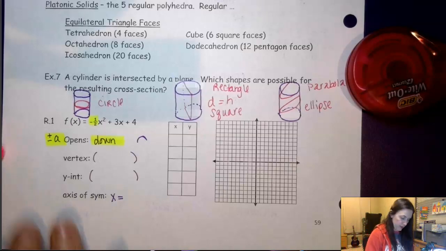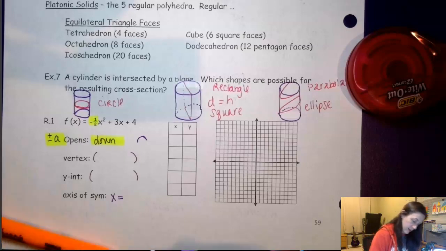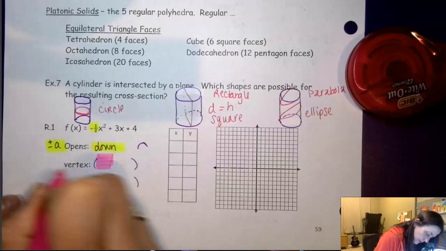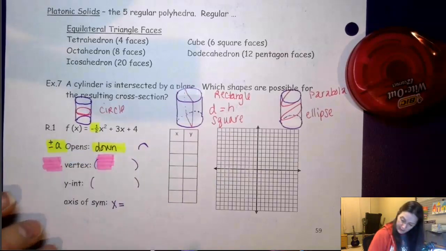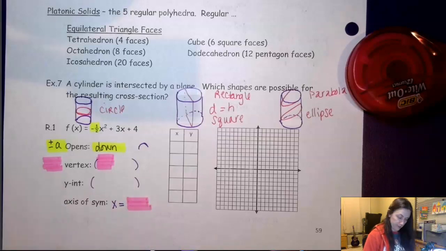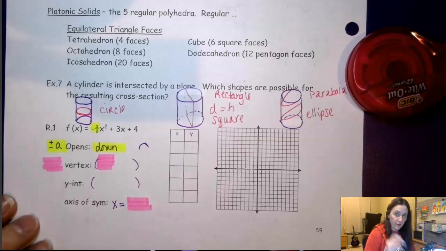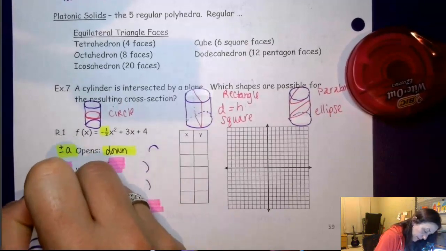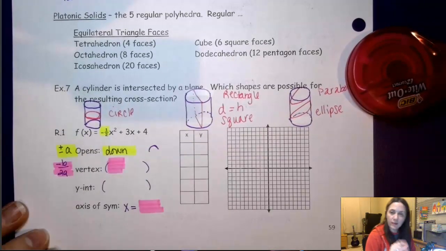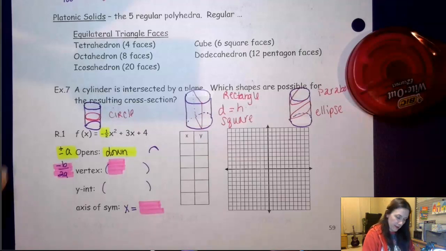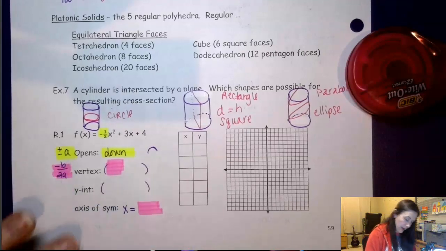I am going to tell you that my vertex right here, the x-coordinate of my vertex every single time is the same as my axis of symmetry. I find the x-coordinate of the vertex, I use negative b over 2a. That's part of your quadratic formula: negative b plus or minus the square root all over 2a.